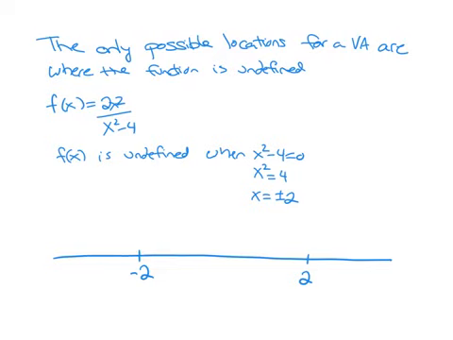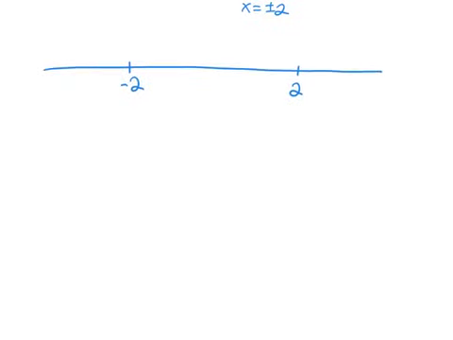And if I want to know what happens to the function as x is getting closer and closer to 2, I can approach from this direction, or I can approach from this direction. So I actually need to calculate 4 different one-sided limits. So that's what I'm going to do.